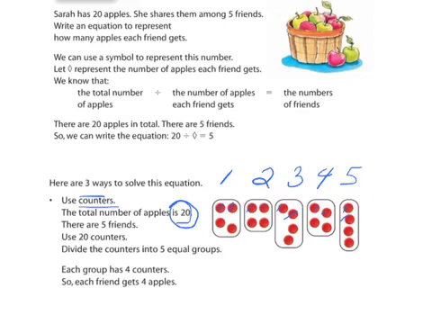2 groups. 5 groups of 2. 3 each. 5 groups of 3. We're still not done. We still have some counters left. 4 for each person. That takes care of all our counters. So each group has 4 in it. That means each of her 5 friends is going to get 4 apples.